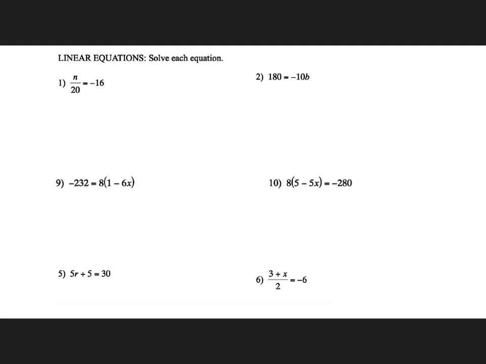So with linear equations, what you want to do is undo operations that exist. So for example, right here I see division. So to undo division, I would multiply. Right here I see multiplication. So to undo multiplication, I would divide. So I divide both sides by -10 there.